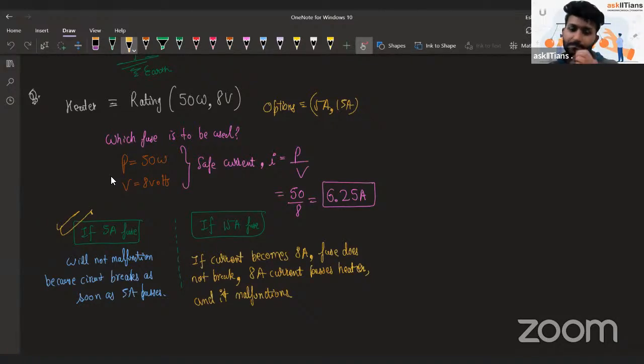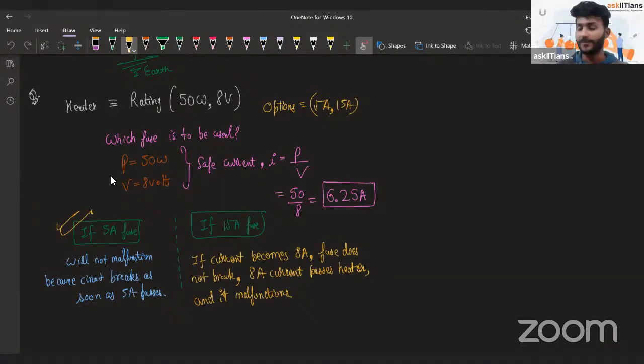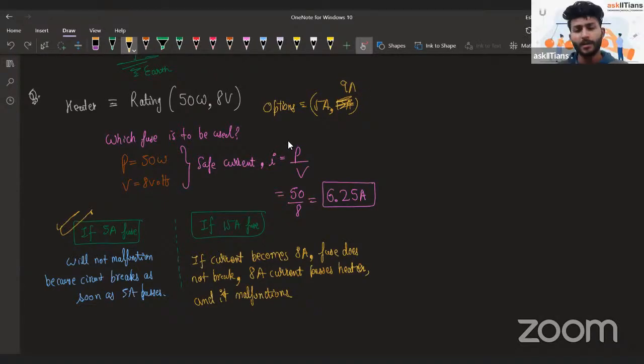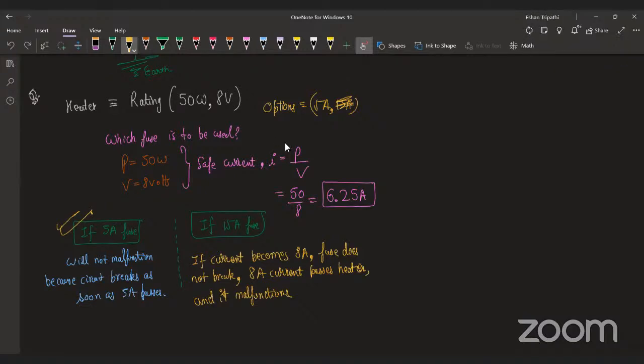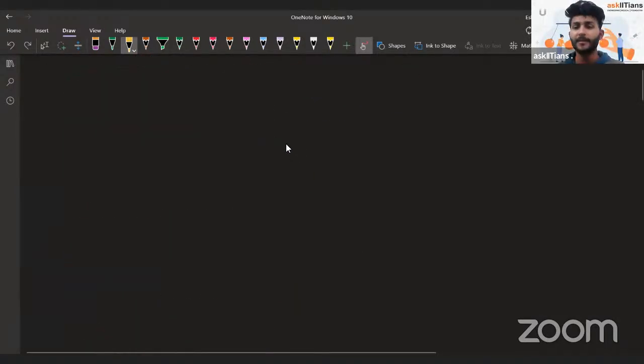So what if the current was like 9.9 ampere? So should we use 5 or 15? Sorry, if the current, I mean, you are trying to say if the fuse was 9.9 ampere, something very close to 10, close to both of them. I think this is not the appropriate example. Let me give you another example.